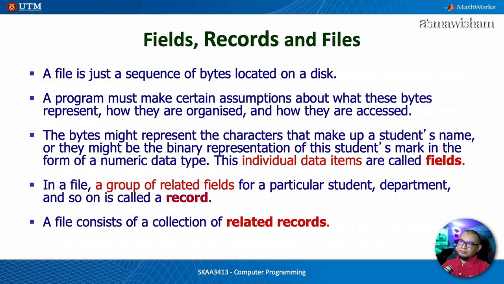Okay, so this is something about file details. Just now I talked about fields, records, and files. A file is just a sequence of bytes located on a disk. A program must make certain assumptions about what these bytes represent, because the more records you have, the bigger the size of your file. So how they are organized and how they are accessed is quite important. At least we can limit the size.